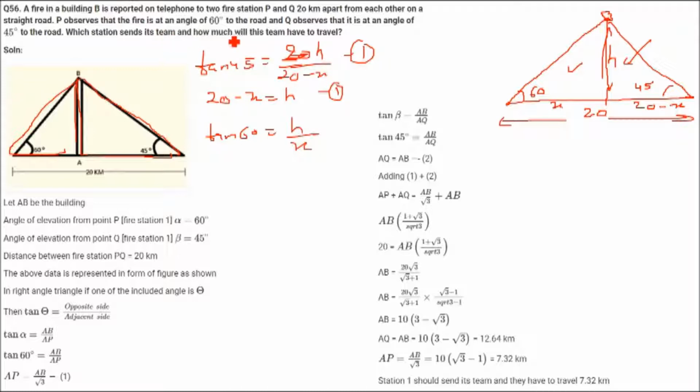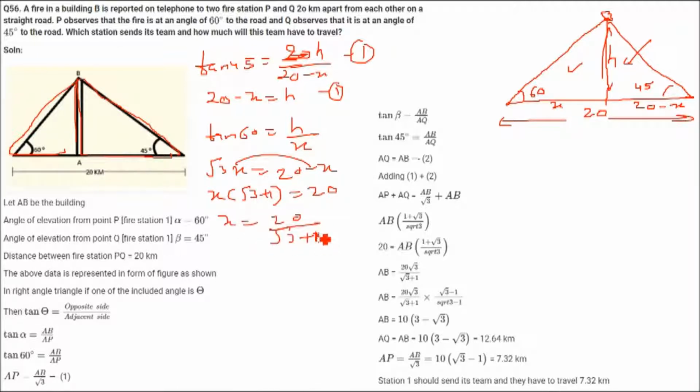So we have to find out which station and how much the steam will have to travel. We are not being asked about the height, so we will try to eliminate this h. Tan 60 is root 3, so root 3 times x equals h, and h is 20 minus x. So what do we get? I bring it here, so x times (root 3 plus 1) equals 20. X will be equal to 20 by (root 3 plus 1).